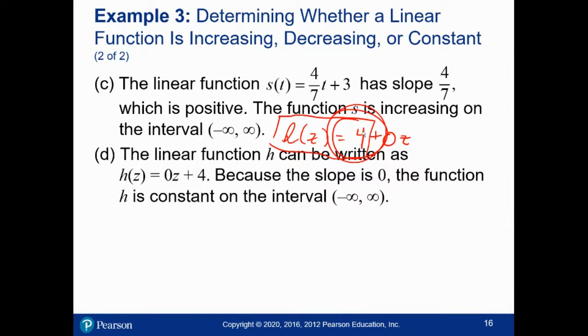So what's h of 0? 4. What's h of 10? 4. What's h of -8? 4. It's constantly 4. That's the reasoning behind calling them constant functions.